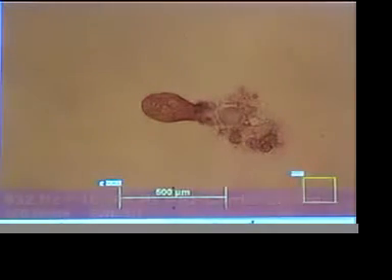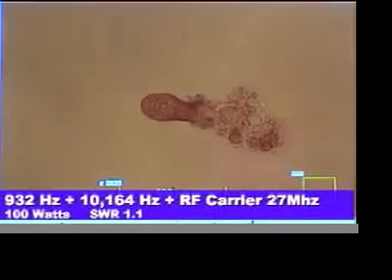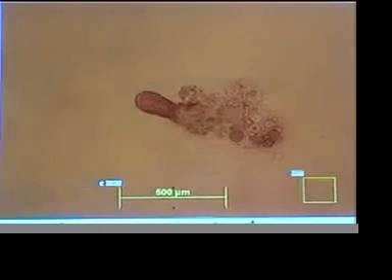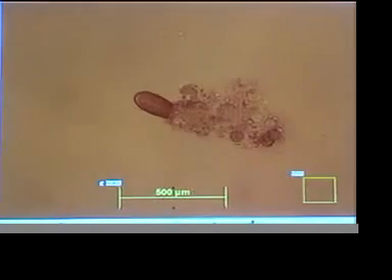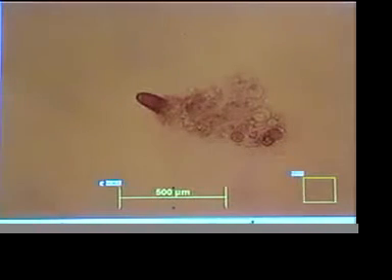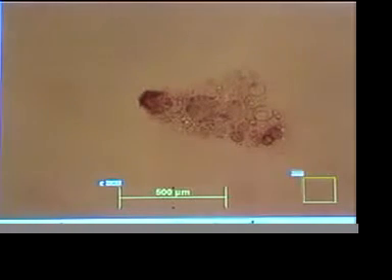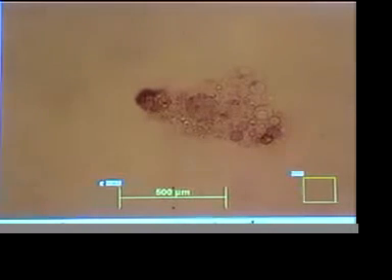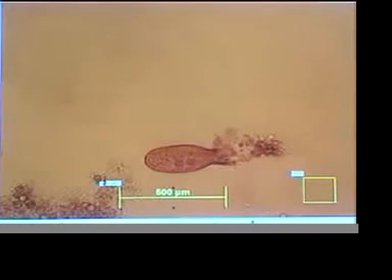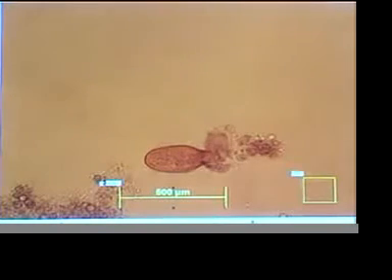932 Hertz is the magic number. Ladies and gentlemen, this may become the new hot number for Blepharisma. 932 Hertz has taken quite a few victims tonight. 932 plus 10,164, 100 watts, SWR 1.1. Fantastic. Powerful, powerful. And quite a few neighbors are not moving with real-time disintegration. Blepharisma.